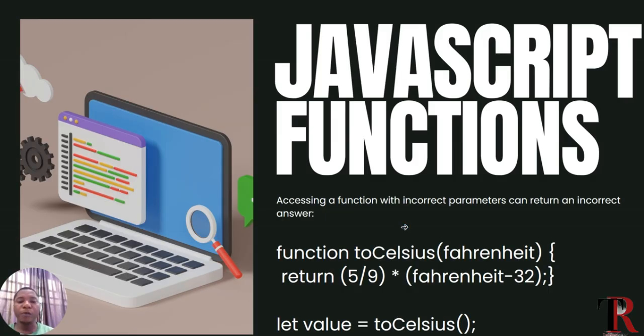We want to see what happens when you access a function with incorrect parameters. You should expect that with incorrect parameters, you will get an incorrect answer. Now, take a look at the example below. Function toCelsius. The function here is calculating from Fahrenheit to Celsius, and you will see a basic calculation here: 5 divided by 9 asterisk Fahrenheit minus 32. So the output of this should be multiplied by this. Then let's take a look at the output and see the difference when you access a parameter correctly and when you access it incorrectly.